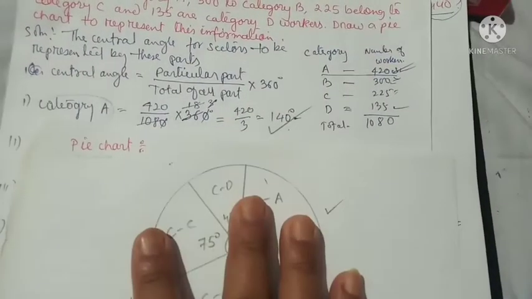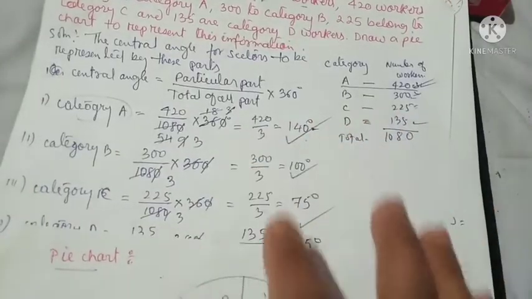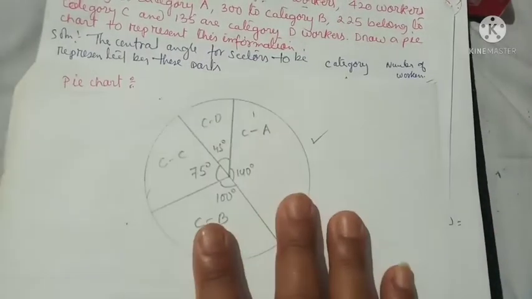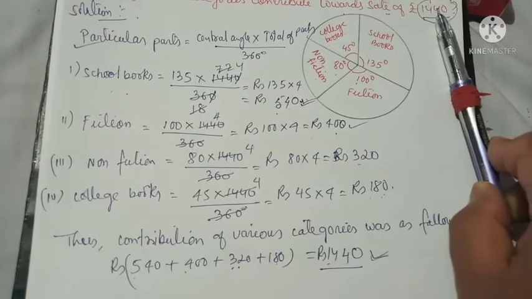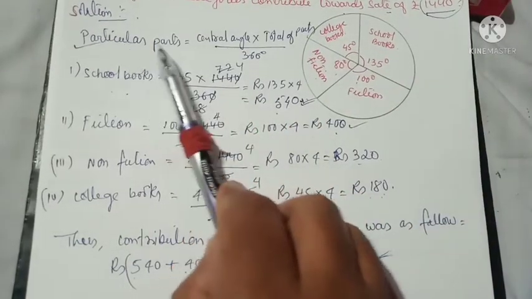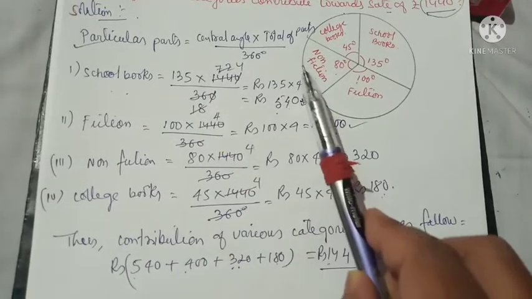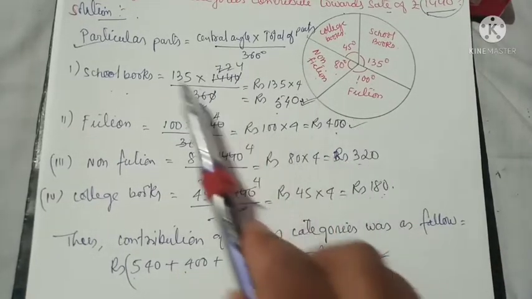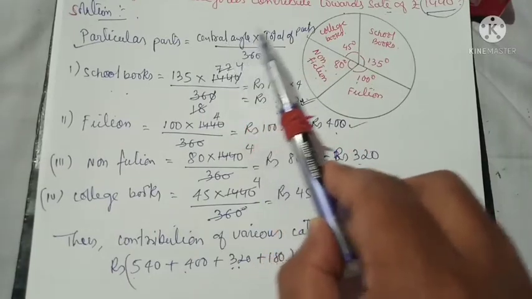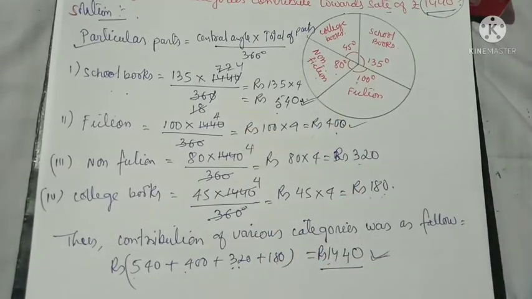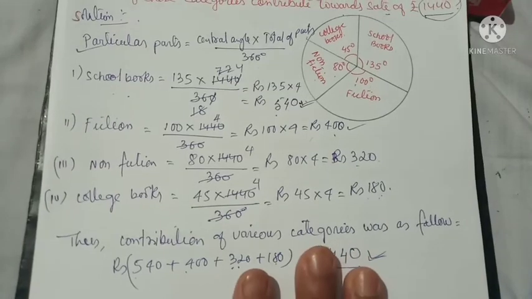The first example is the pie chart, how to find out the central angles and how to draw the pie chart. And another one is, after giving the central angles and the total, we are finding the particular part. This is the particular part, how to find out the particular part after the central angle and total part are given. Okay, these are the two important questions for the pie chart.